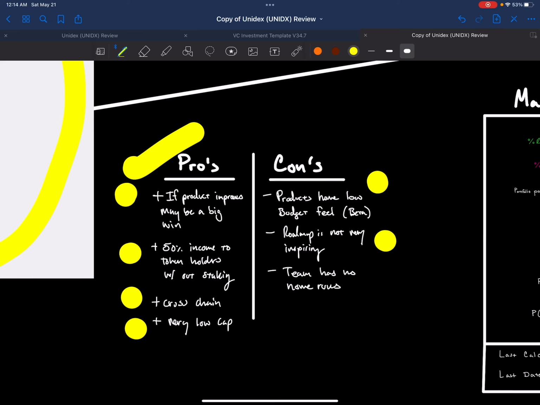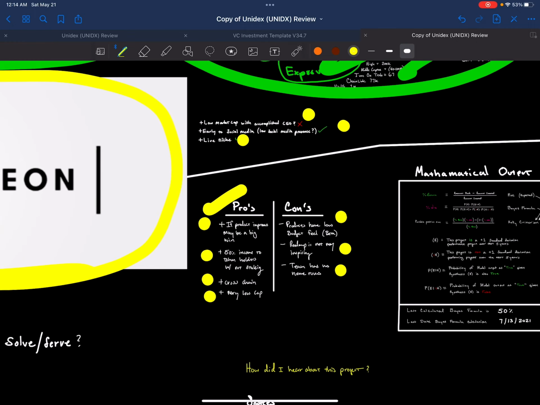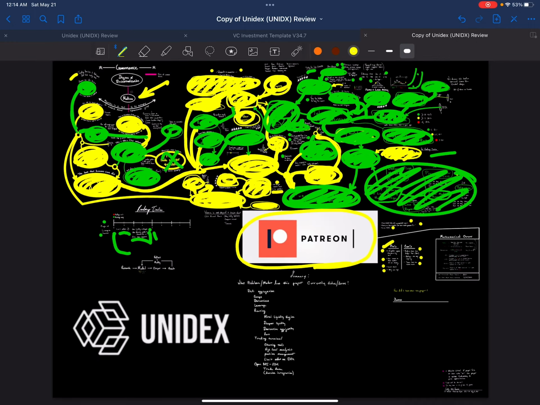The roadmap is not very inspiring, is another con. I didn't see any super innovative ideas or methods to capture market share. And the team has no home runs in their history. So these are the cons. But remember, this is a 3 to 4 million market cap. If it goes to 30 or 40 million market cap, that's a 10x, and that might not be difficult to do. But we'll see how that goes.